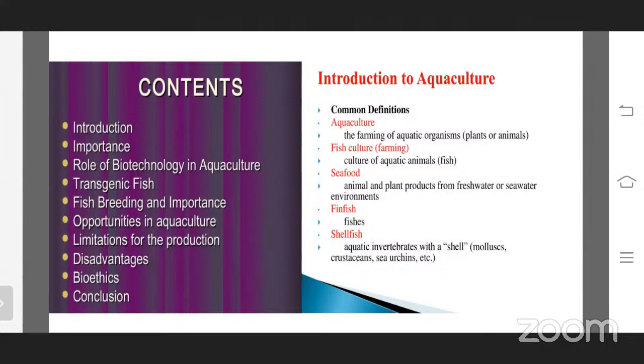Actually, in your syllabus, the first subtitle is fish breeding and genetics. In fish breeding and genetics, before we discuss fish breeding, first of all, we are going to discuss what aquaculture is. See here, generally, what is the meaning of aquaculture? Aqua means water, you know very well about aqua. The word aqua is used for water content, liquid, and culture. Culture means production.